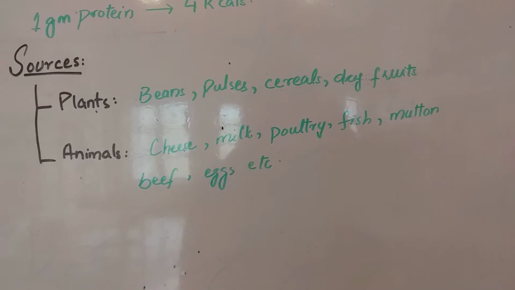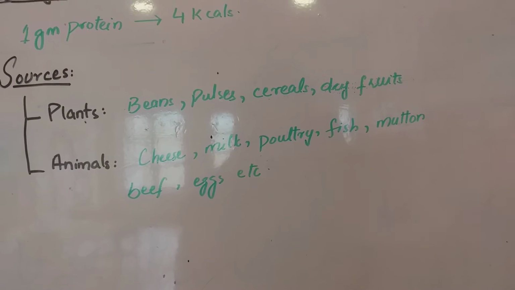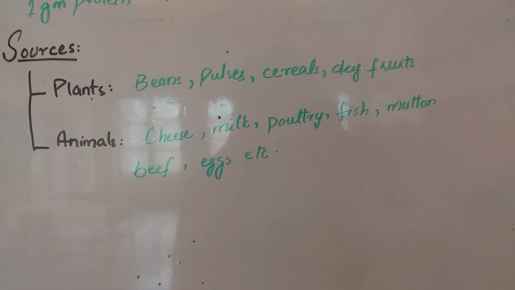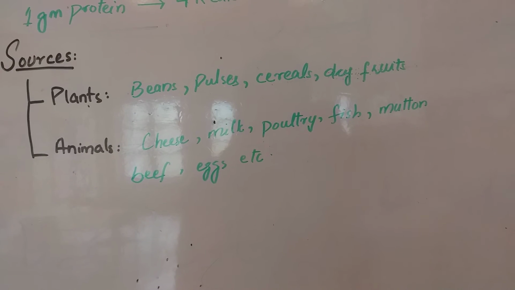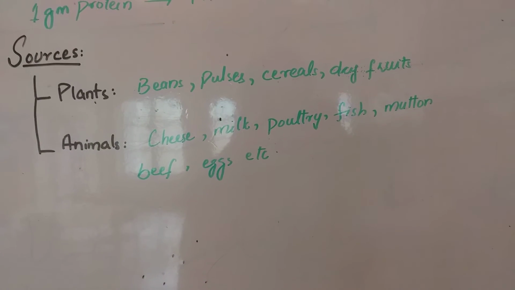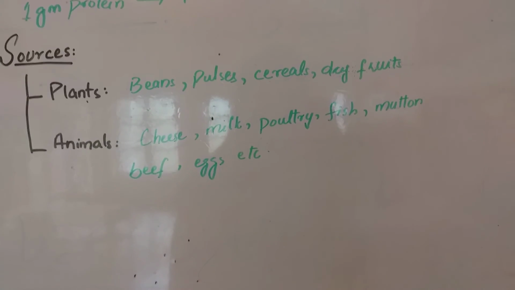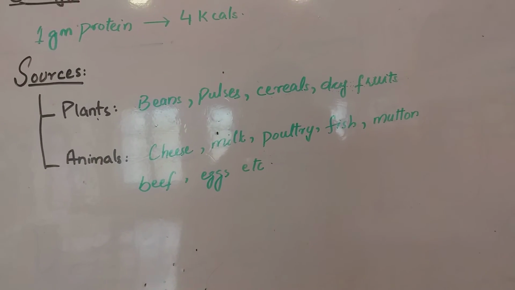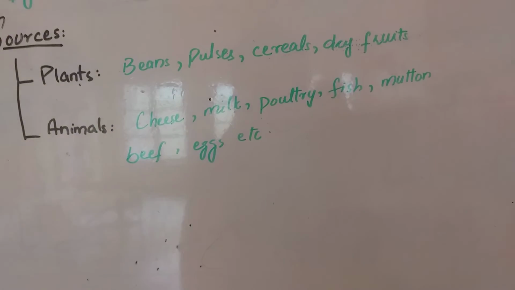The plant sources of protein are beans, pulses, cereals, dry fruits. All these have protein. As far as animal sources are concerned: cheese, milk, poultry, fish. Poultry means chicken, fish, mutton, beef, eggs, etc. All these contain proteins.